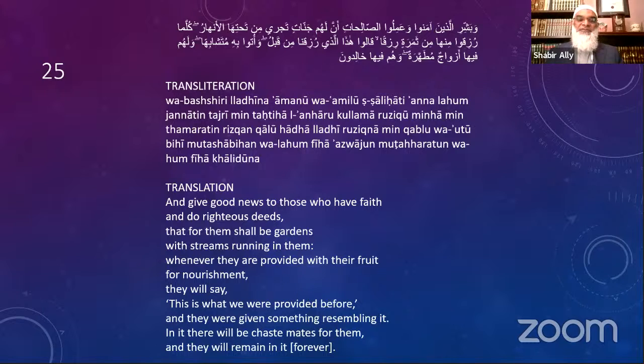Whenever they are provided with their fruit for nourishment, they will say, this is what we were provided before. So that means that when people are in Jannah and they're eating the fruits of Jannah, they will say, this is what we used to eat before. So, if we used to eat mangoes, we'll get mangoes.